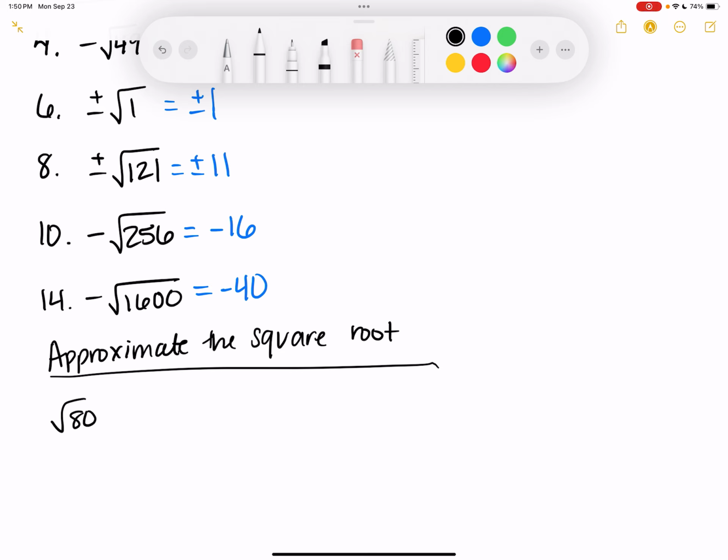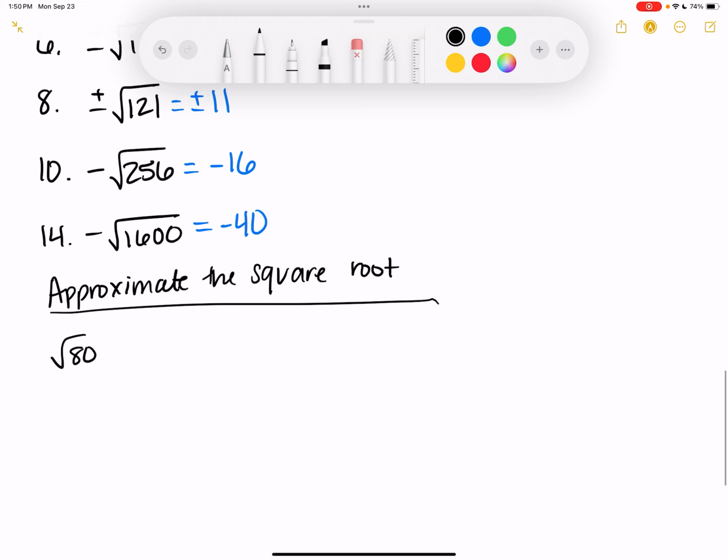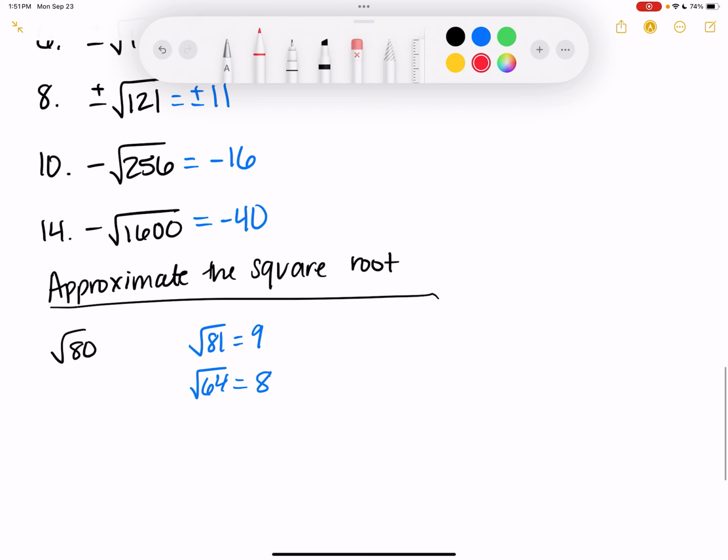81. Okay, so I know that the square root of 81 is equal to what? 9. What's the square root of a number before 80? 8 something. 8 squared is 64, so the square root of 64 is 8. What is 80 closer to? To 81. So we're going to say that this is approximately, we make a little curvy equal sign, that means approximately, and then we're going to say 9.